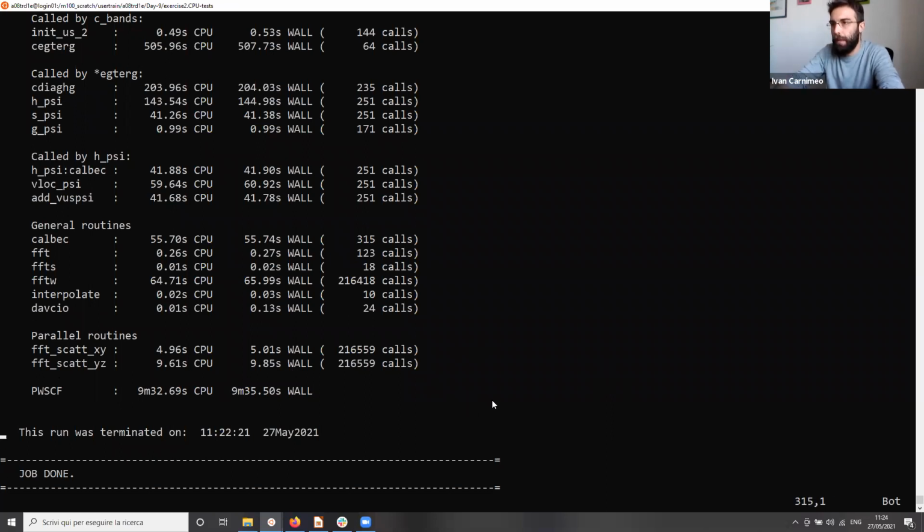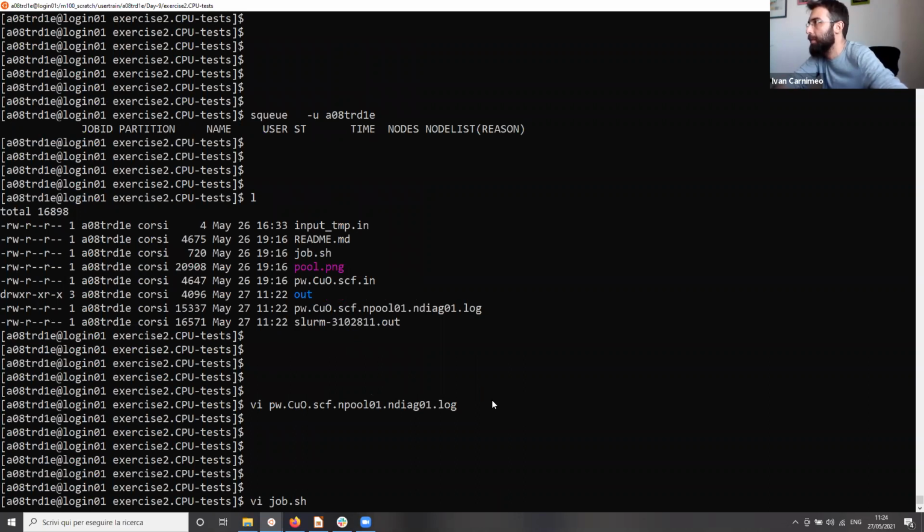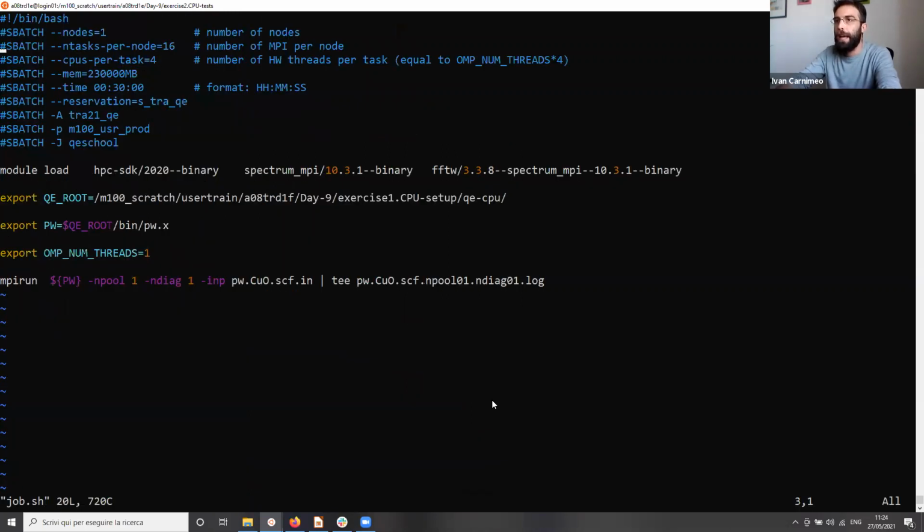So I think this is done. The next step is in the README file, so I will do just the same as written there. I open my job script again, and here I want to try pool parallelization. So I set npool to 2.